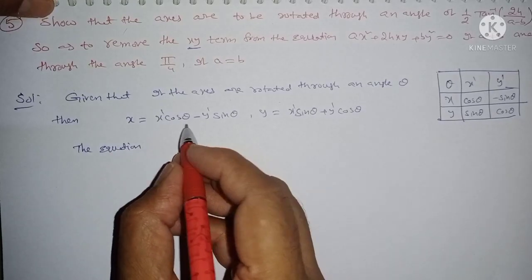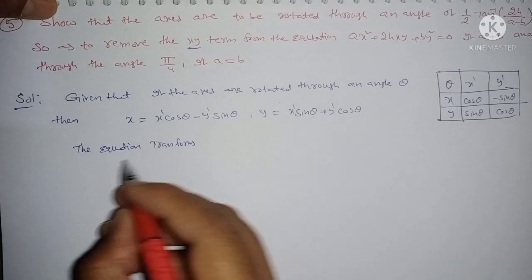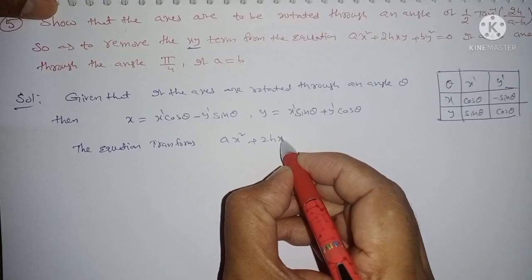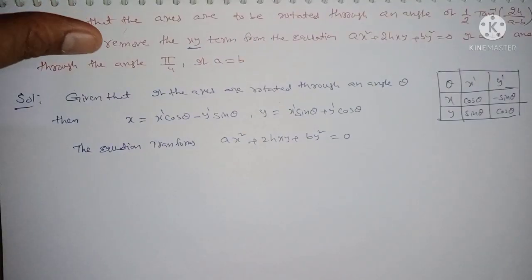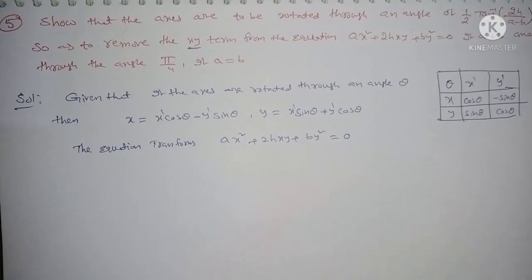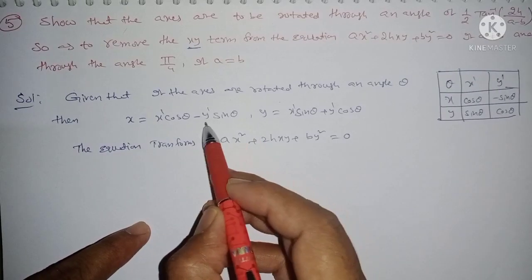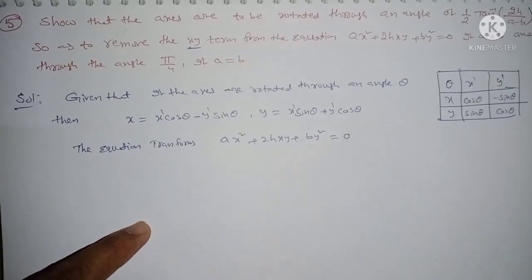What is the equation you can transform here? The equation is ax square plus 2hxy plus by square is equal to 0. Again I am repeating, ax square plus 2hxy plus by square is equal to 0. Where x and y you can replace with the transformation of the equation, that is x dash cos theta minus y dash sin theta, and y is x dash sin theta plus y dash cos theta.